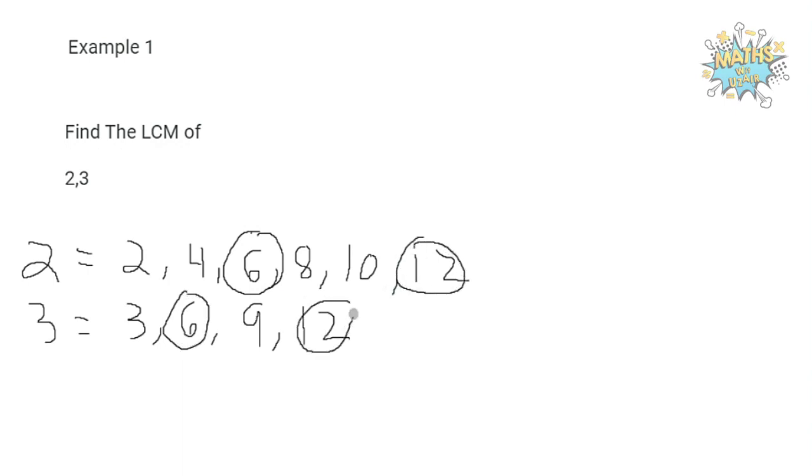Now, when we look at this, these two are the common multiples of 2 and 3. Now, we're looking for the lowest, which means a number which is low in value. So, amongst 6 and 12, the number that is lower in value is 6. So, 6 is our LCM of 2 and 3.